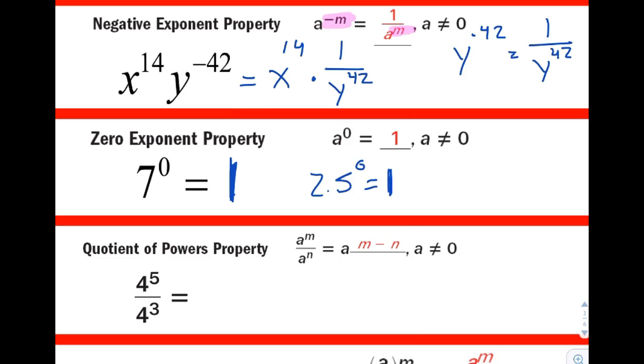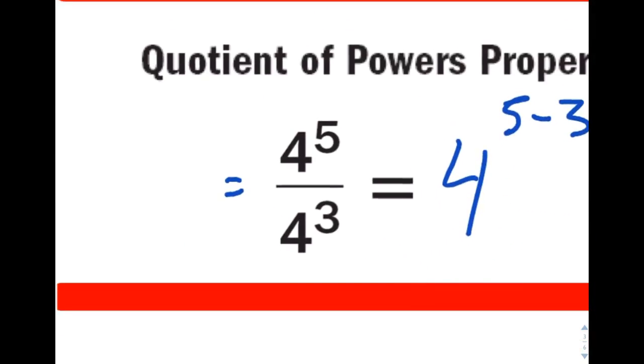If you actually look ahead here, the quotient property says that m over n, as long as you have the same base, you are going to subtract them. So this is going to turn into 4 to the 5 minus 3, which is going to be 4 to the 2nd. And you can kind of think of this as division, really.